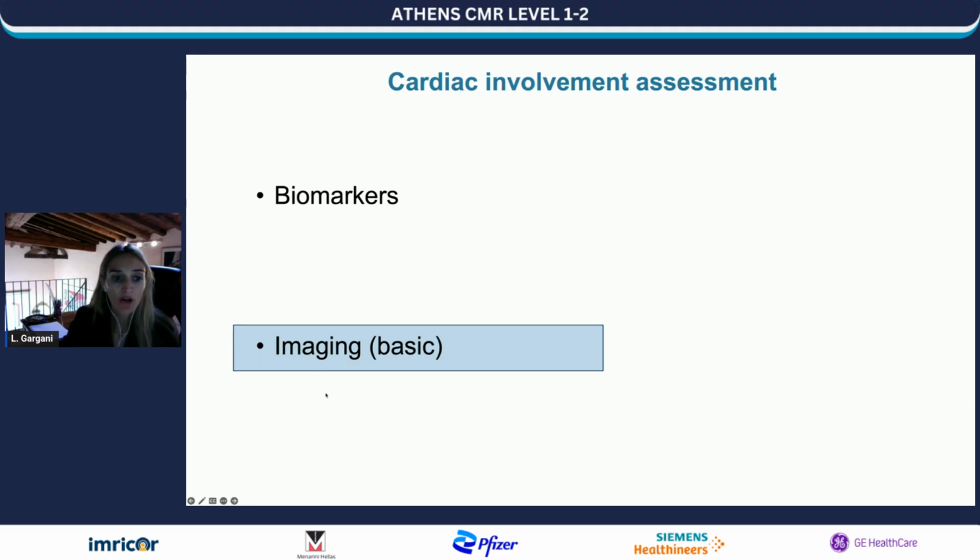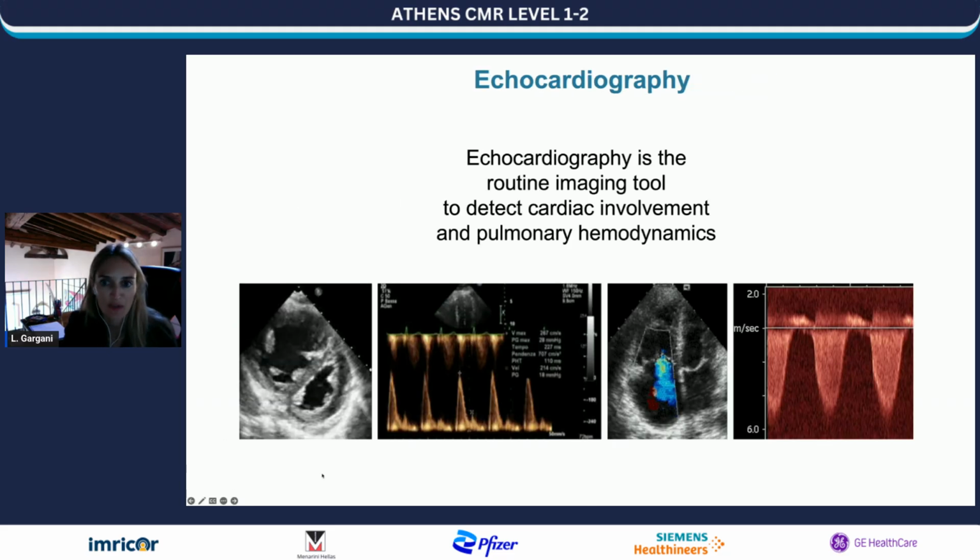So let's move on to imaging, and my task was to address the basic imaging here. And of course, the basic imaging for cardiac involvement in patients with autoimmune rheumatic disease is echocardiography. Echocardiography is the routine imaging tool to detect cardiac involvement, and in particular pulmonary hemodynamics, as we know that these patients often develop pulmonary hypertension in the course of the disease.